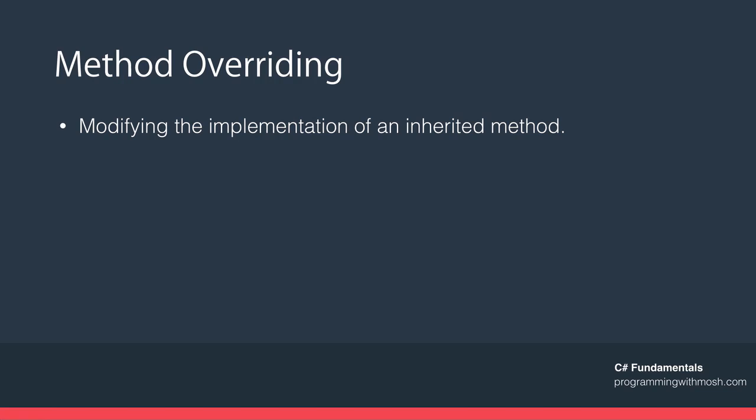Sometimes developers new to C# get confused between method overriding versus method overloading. Overloading is having a method with the same name but different signatures. Overriding, on the other side, is about changing the implementation of an inherited method. Let's take a look at an example.